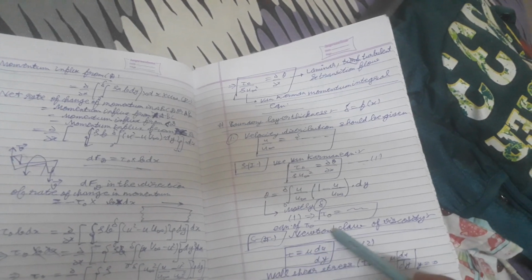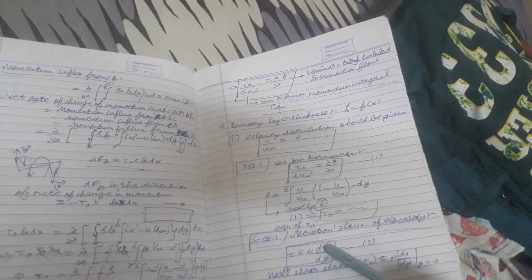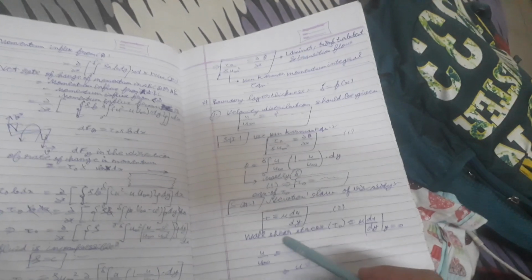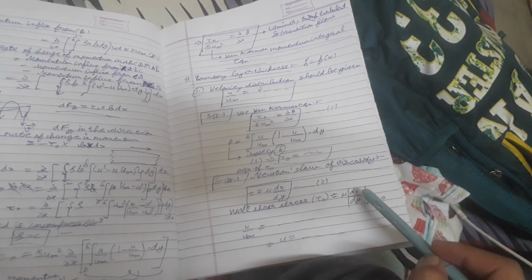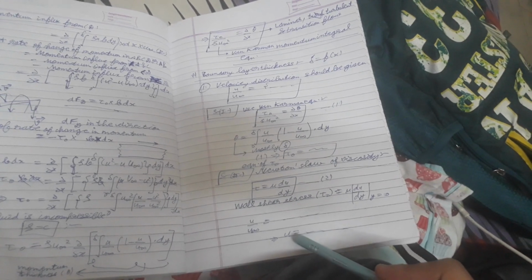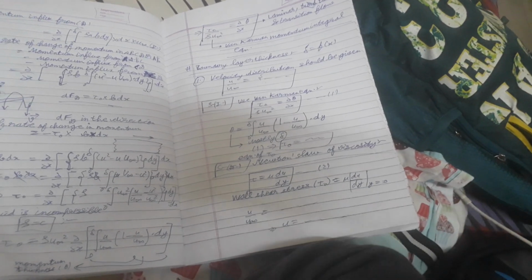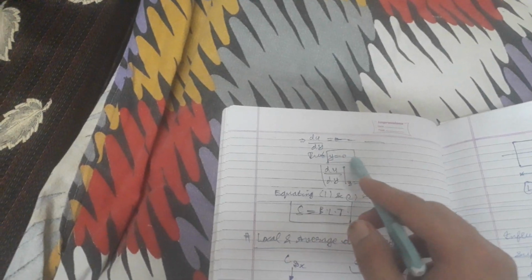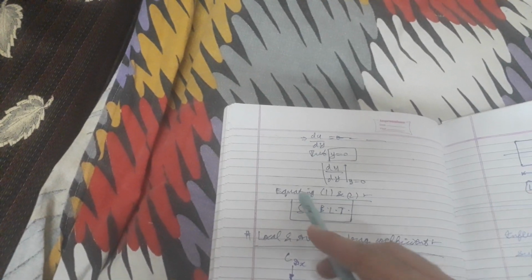Step second, Newton's law of viscosity: tau is equal to mu into du by dy, equation 2. Wall shear stress tau naught is equal to mu into du by dy at y is equal to 0. U by u infinity is equal to dash, then u is equal to dash, then du by dy is equal to dash. Then put y is equal to 0, du by dy at y is equal to 0, equating 1 and 2.